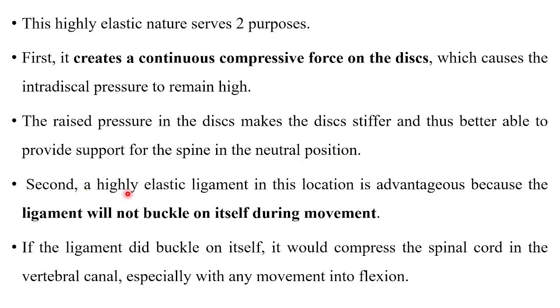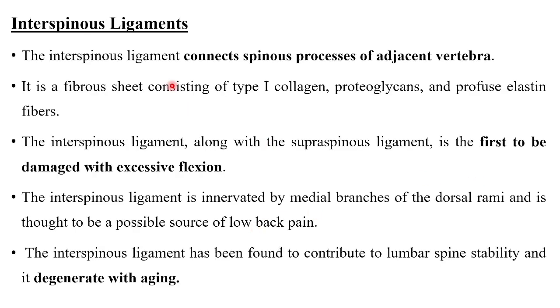The second purpose is that a highly elastic ligament in this location is advantageous because the ligament will not buckle on itself during movements. Because of the highly elastic component in this particular ligament, it will not buckle during motion. If the ligament did buckle on itself, it would compress the spinal cord in the vertebral canal, especially during movement into flexion. So the next ligament is known as your interspinous ligament.